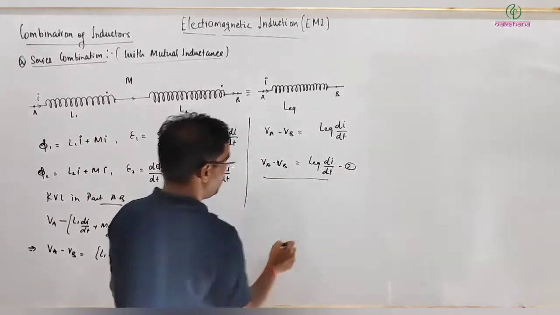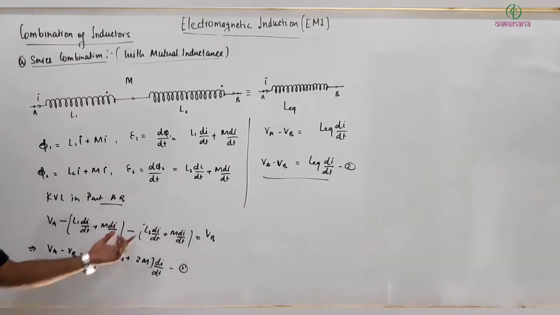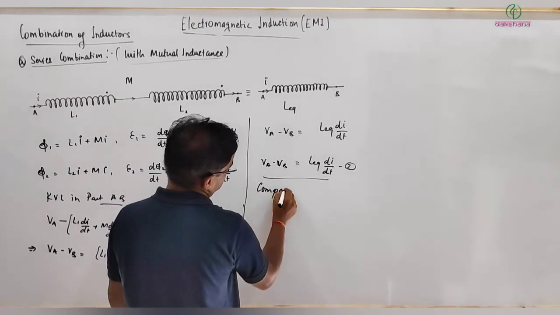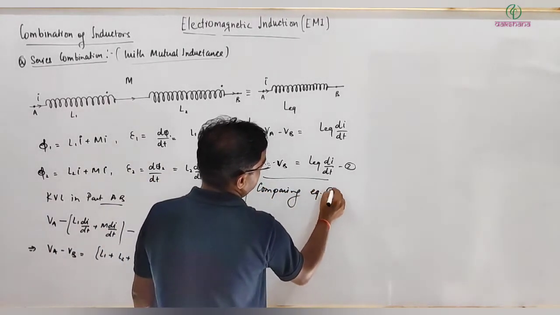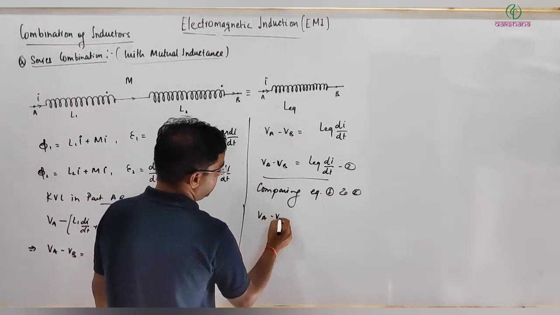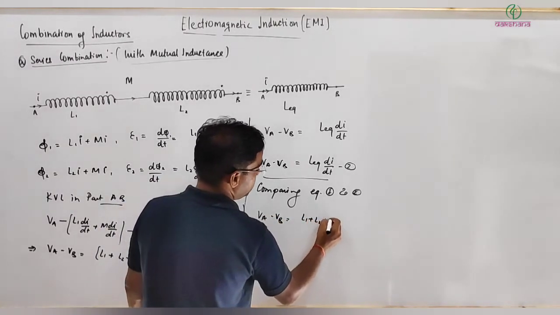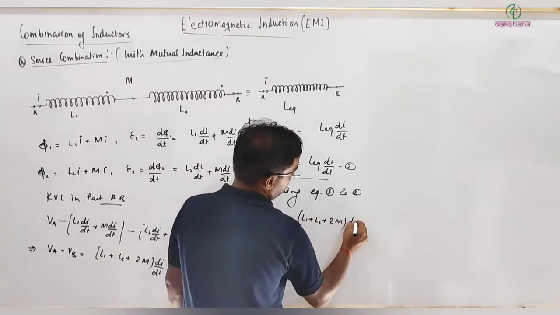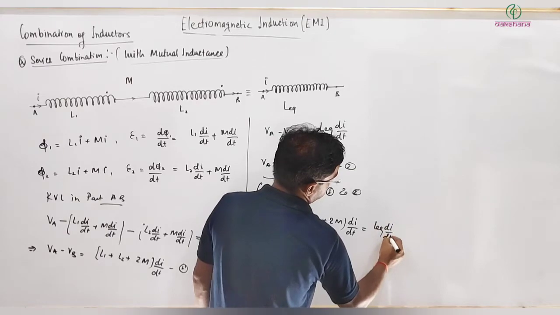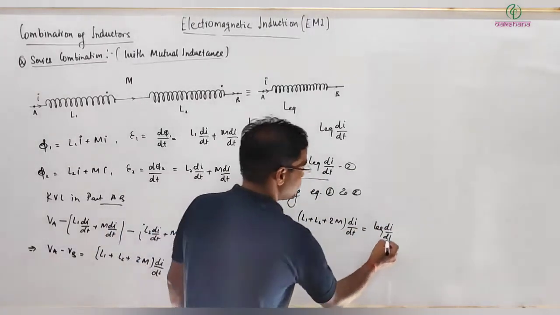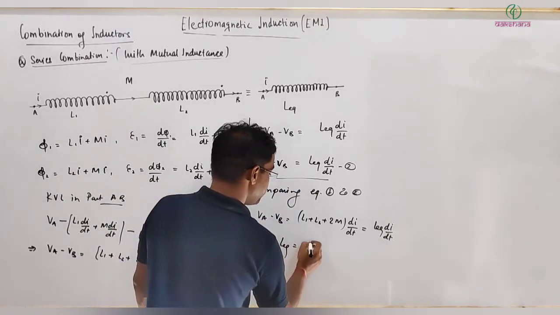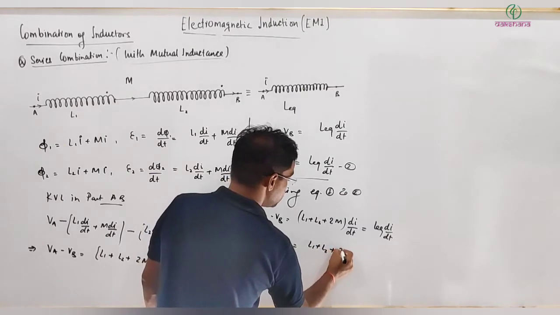Let me call this equation 2 and the earlier one equation 1. Comparing, because these two things should be equal, comparing equation 1 and 2, I can write VA minus VB should be (L1 plus L2 plus 2M) multiplied by di by dt, which should be equal to L equivalent into di by dt. Di by dt simply cancels out, and we get L equivalent is equal to L1 plus L2 plus 2M.